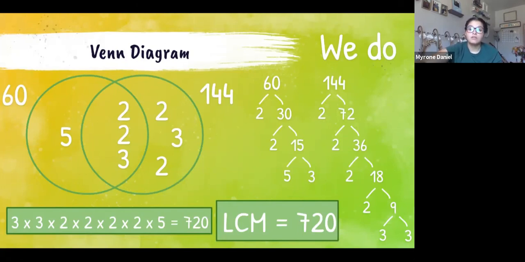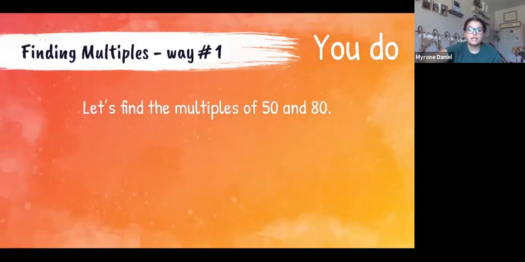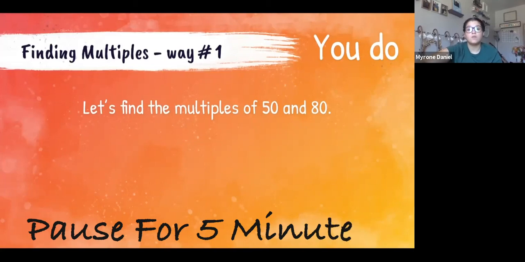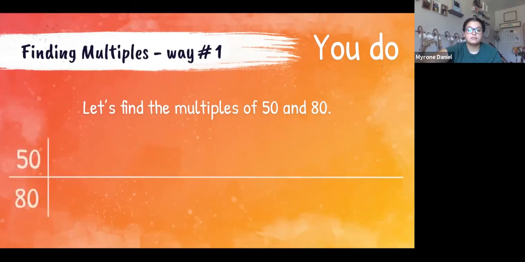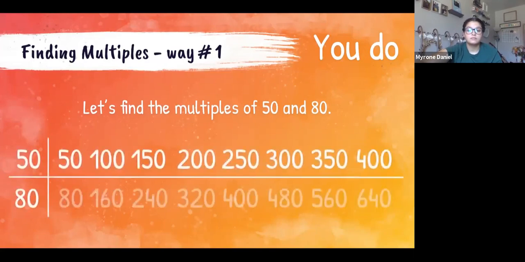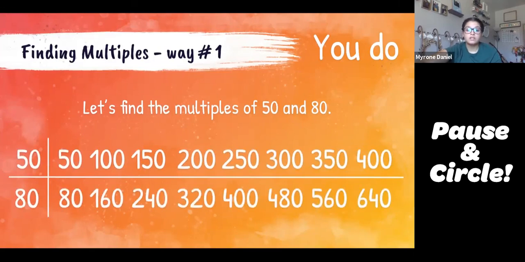So now it's your turn. Let's find the multiples of 50 and 80. Pause the video, find those multiples of 50 and 80, and then we'll come back. Okay, now that you found your multiples, you should have gotten something like this. These are the multiples of 50 and the multiples of 80. Now circle your numbers that they have in common.